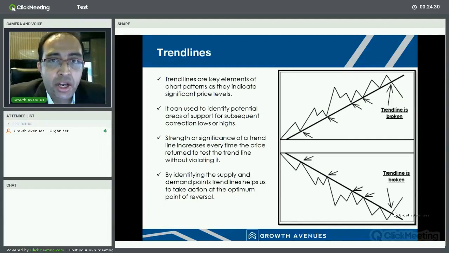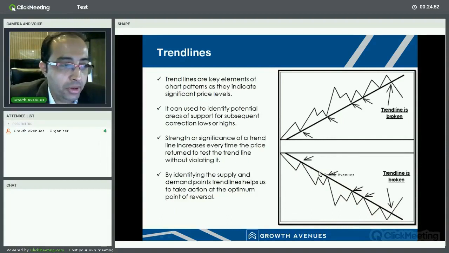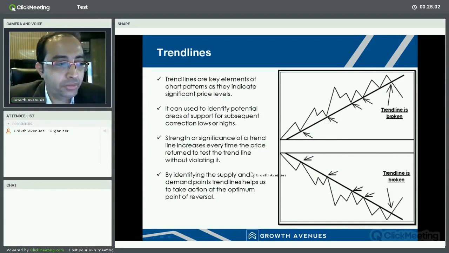Trend line, like the name suggests, is a line which is connecting a series of pivots which depicts a trend. So a series of higher highs and higher lows forms an uptrend, a series of lower highs and lower lows forms a downtrend. So a line which connects all the highs, as you can see in the bottom portion, is a descending trend line, and the line which connects all the lows is an ascending trend line. So that's how you need to draw a trend line.